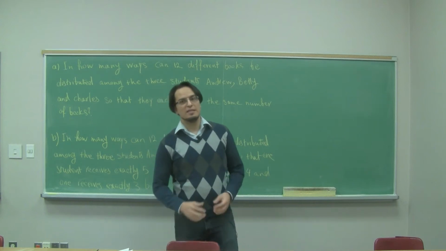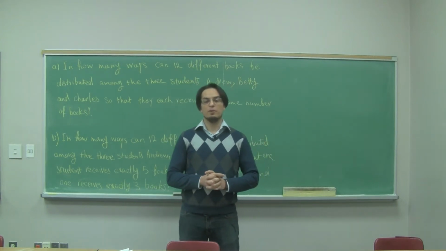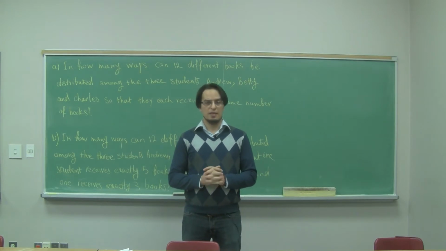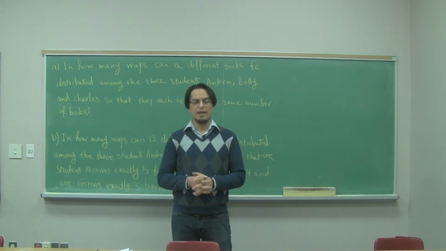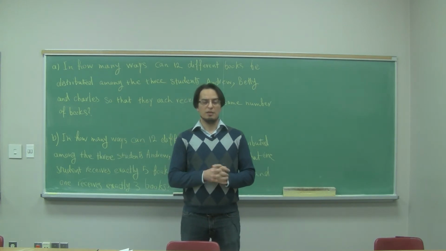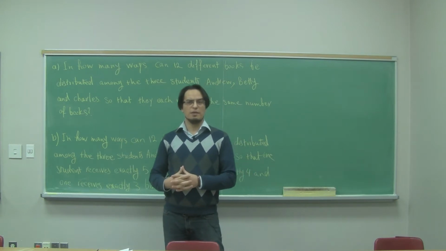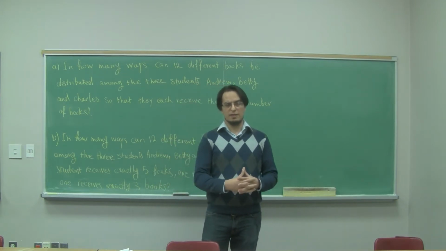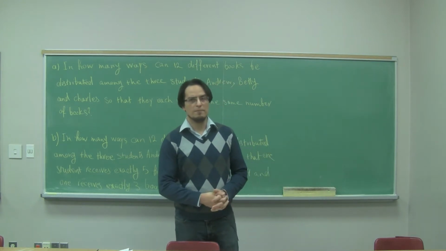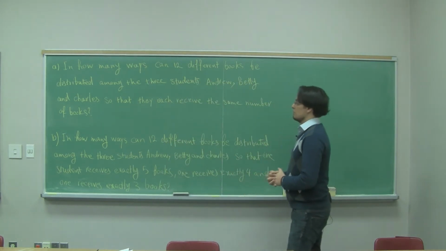Hello everyone. In this video I'm going to solve an example of a labeling problem, when we have n distinct objects and k distinct labels and we want to label the objects by these labels such that each label gets a certain number of the objects. But let's see what the problem itself is.